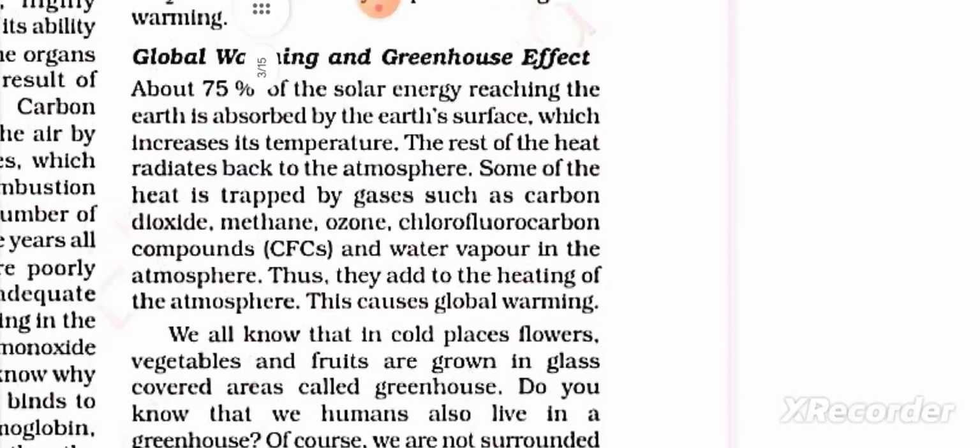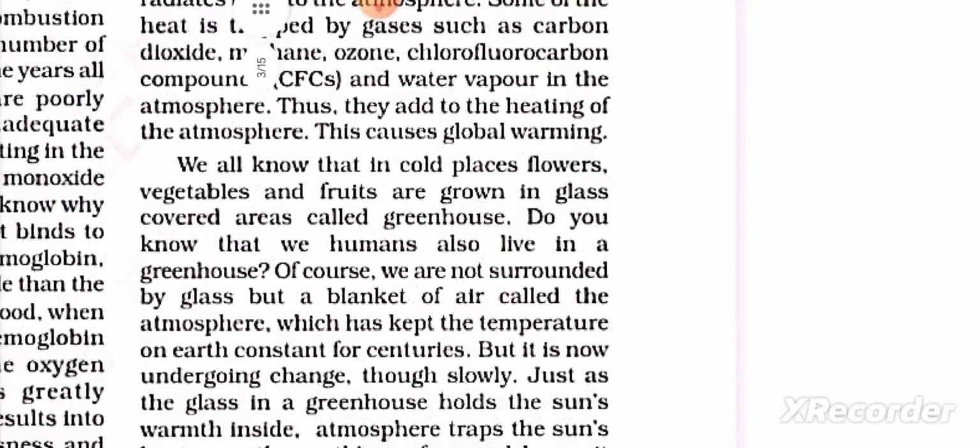The global warming and greenhouse effect. About 75% of solar energy reaching the earth is absorbed by the earth's surface, which increases its temperature. The rest of the heat radiates back to the atmosphere. Some of the heat is trapped by gases such as carbon dioxide, methane, ozone, chlorofluorocarbon compounds CFCs, and water vapors in the atmosphere. Thus, they add to the heating of the atmosphere. This causes global warming.